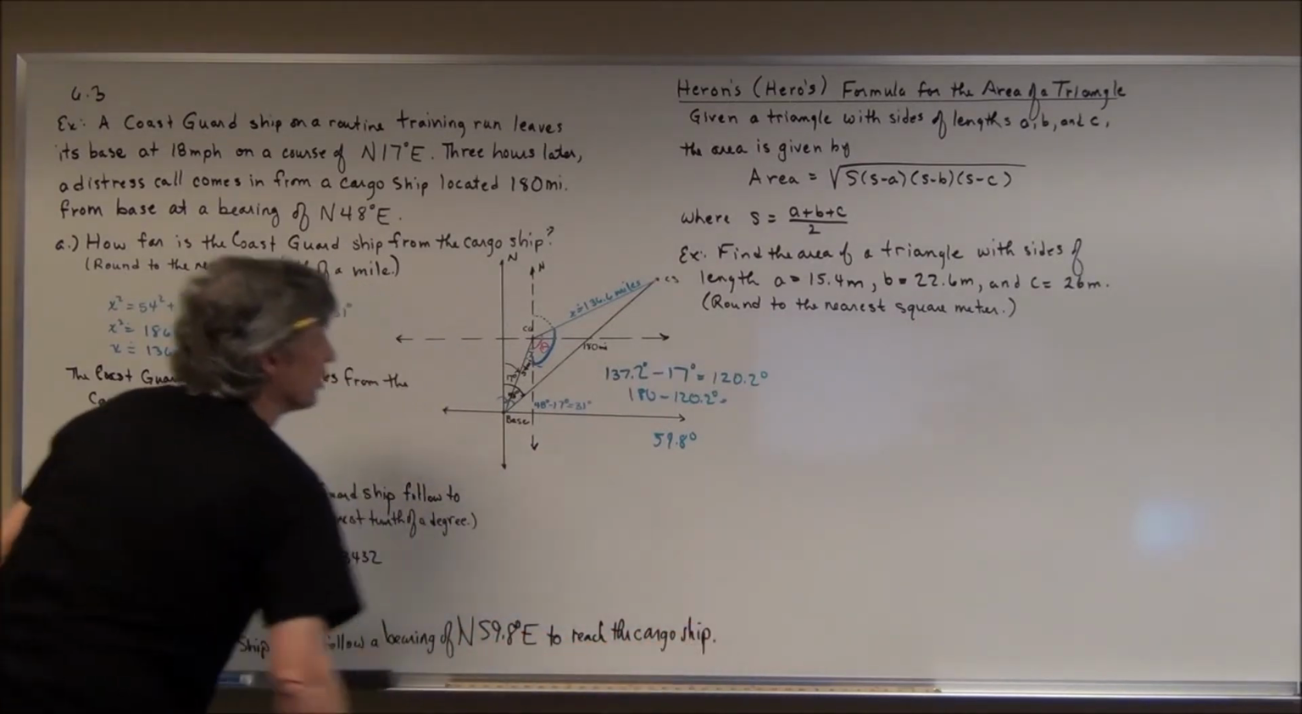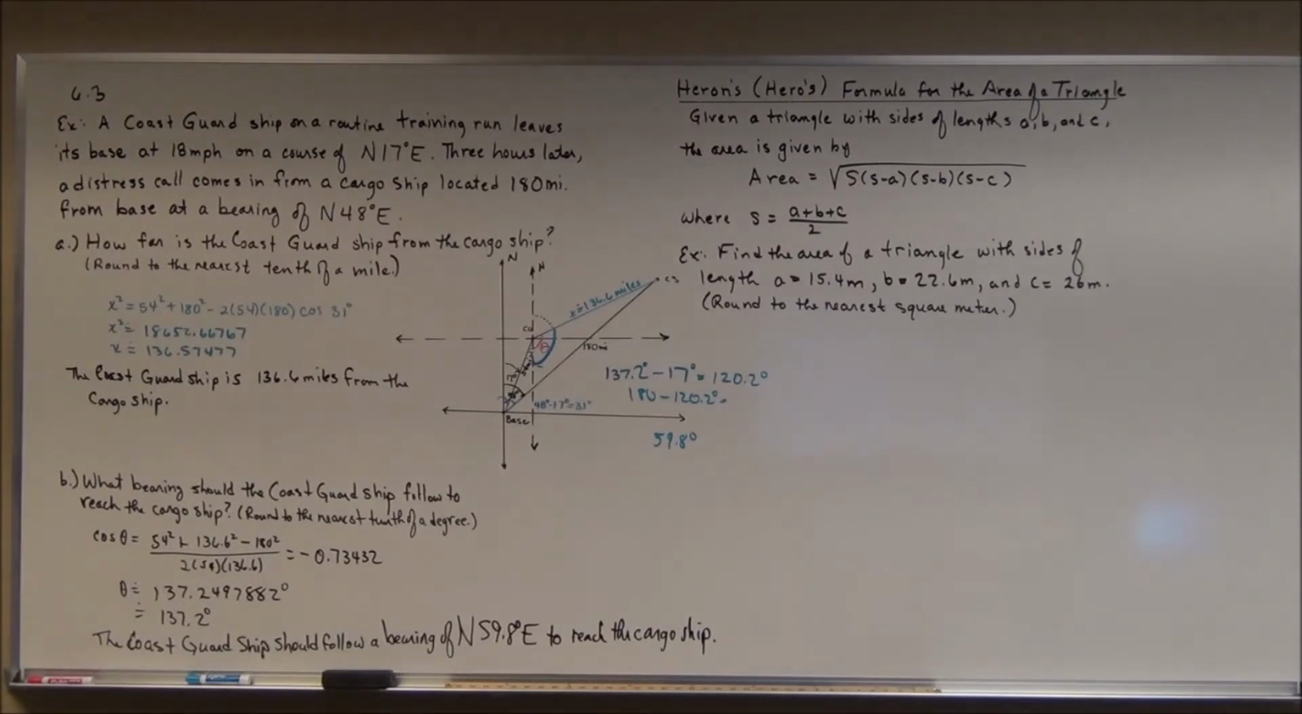We have to erase a little bit of this. I'm kind of going into the other half of the board. So I use the law of cosines to help me find the missing measure and to help me find the information to find the missing angle, and that answers that problem.